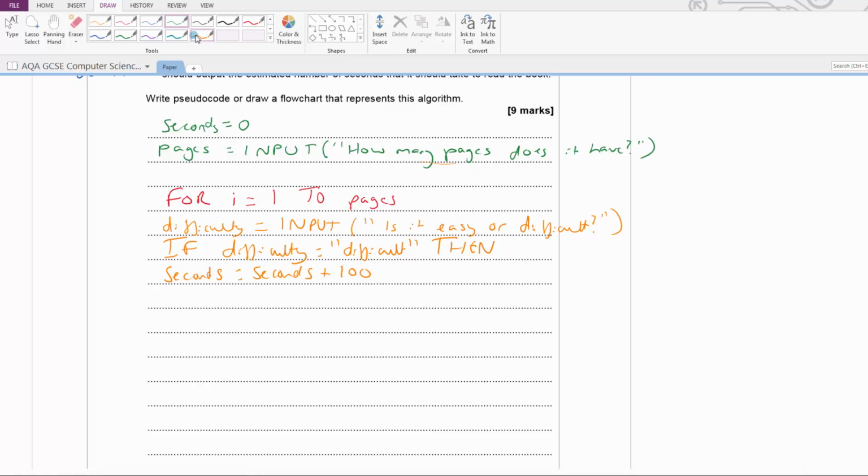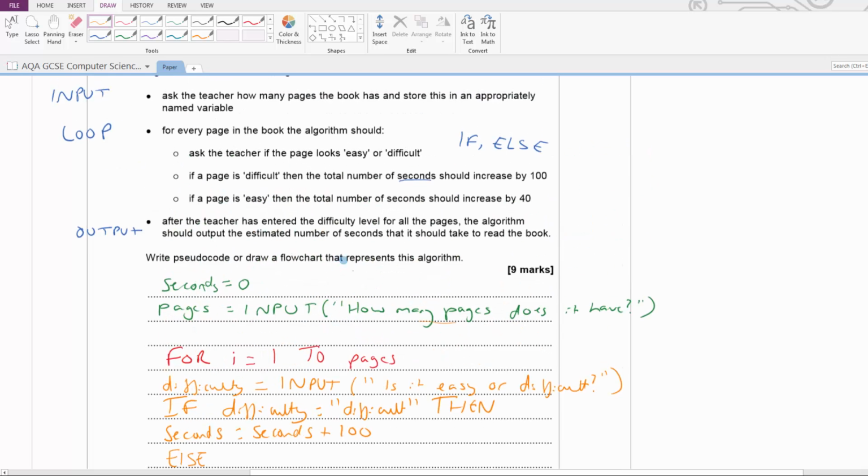So I'm then going to do, if it isn't difficult, then it's going to be else, which is going to be easy. We've only got two conditions here, so it doesn't matter too much. Else seconds is going to be the same as seconds plus, what is it, 40? Yeah.